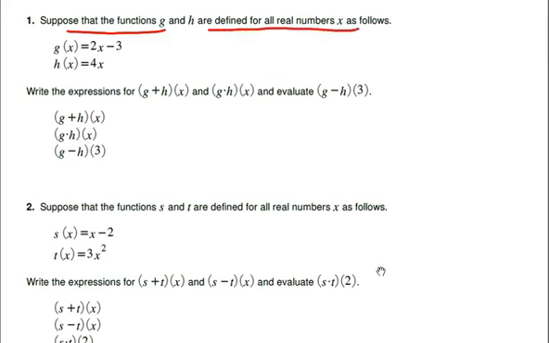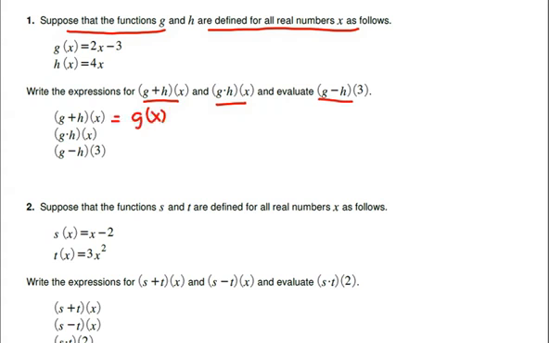So here we have problems that suppose that the functions g and h are defined for all real numbers x as follows, where g of x is 2x minus 3 and h of x is equal to 4x. They want us to write these expressions, g plus h, g times h, and g minus h, and this one here is evaluated at 3.